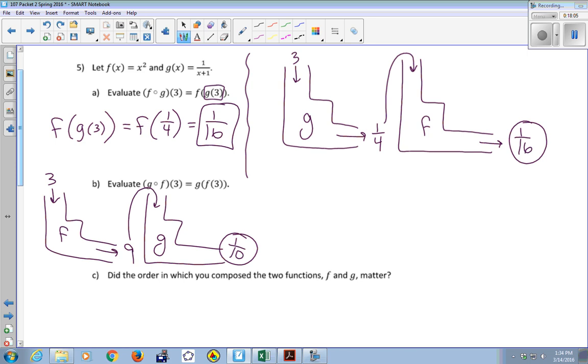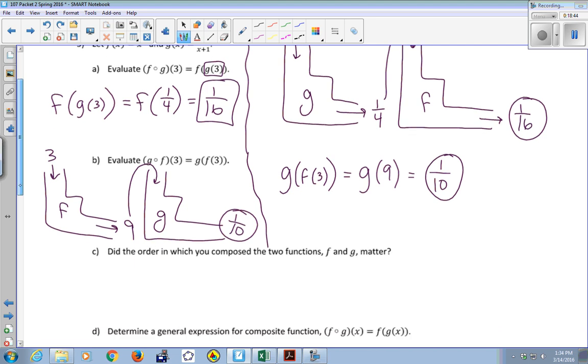If you wanted to do that algebraically without drawing pictures, I would write g of f of 3. Start at the very innermost parentheses. So I would start by evaluating f of 3, go to my formula, and I'd go, oh, okay, f of 3 is 9. So replace f of 3 with the number that it equals. So you do g of 9, and then you take that 9, plug it into the formula for g, and you get 1 over 10. Did the order matter? Yes, we got different answers in the two different orders, so absolutely.